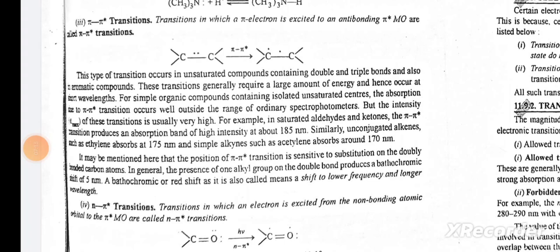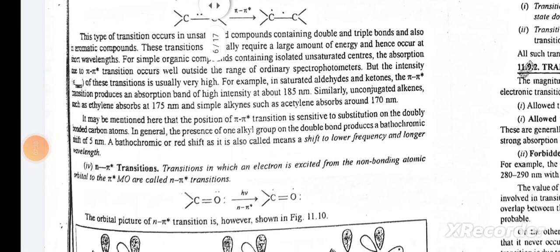For simple organic compounds containing isolated unsaturated centers, the absorption due to pi to pi star transition occurs well outside the range of ordinary spectrophotometers, but the intensity of these transitions is usually very high. For example, in saturated aldehydes and ketones, the pi to pi star transition produces an absorption band of high intensity at about 185 nanometers. Similarly, unconjugated alkenes such as ethylene absorb at 175 nanometer and simple alkynes such as acetylene absorb around 170 nm.